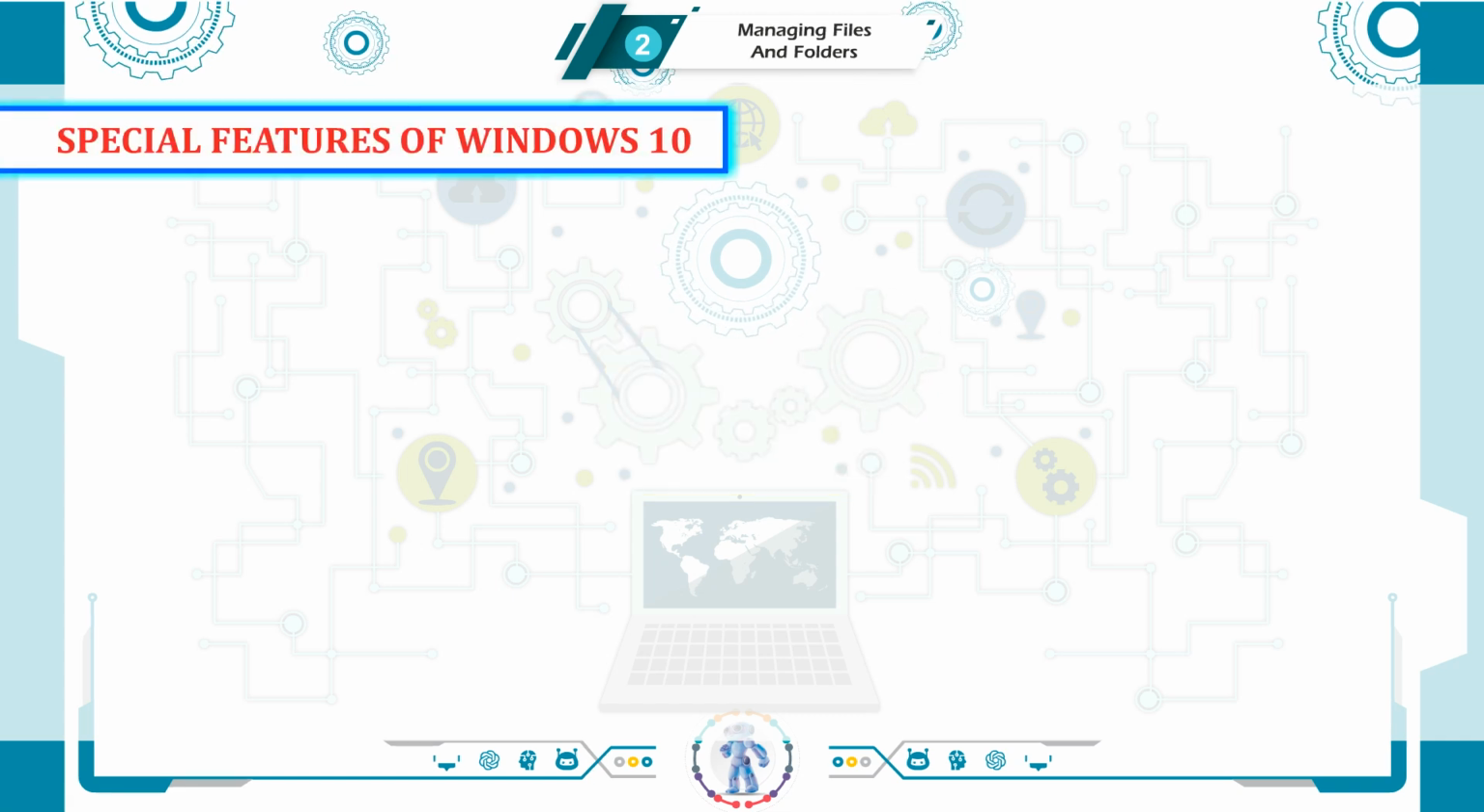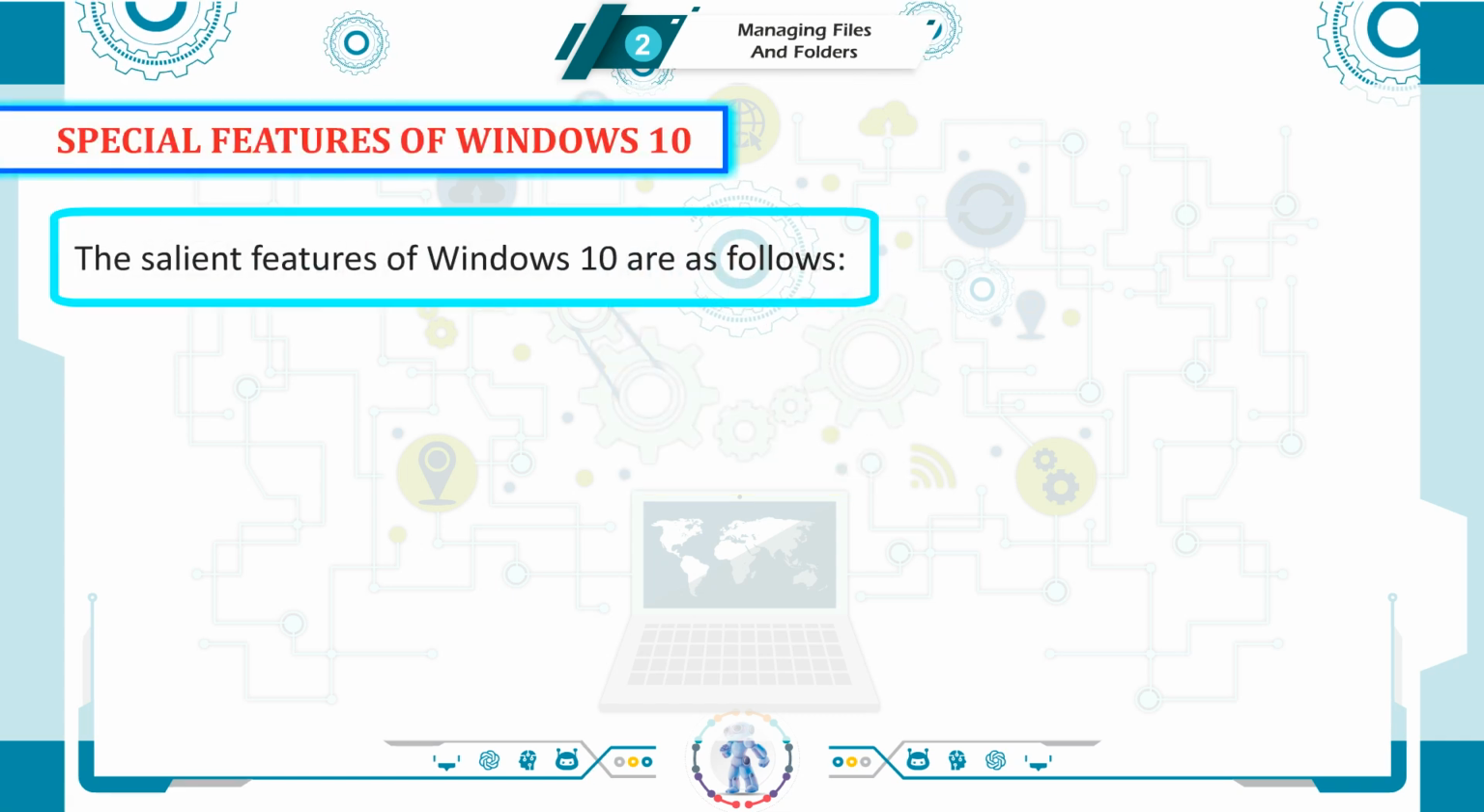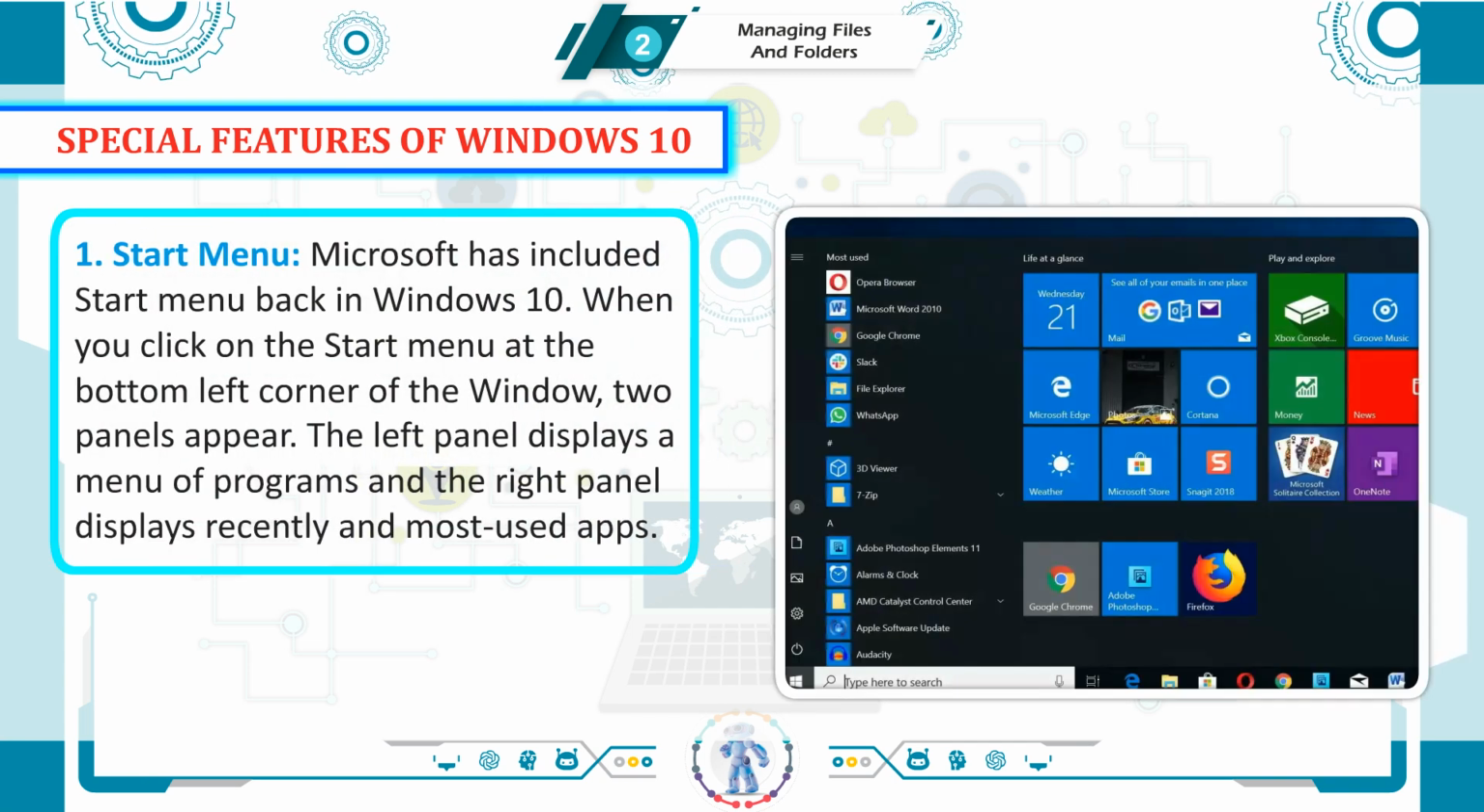Special features of Windows 10. The salient features of Windows 10 are as follows. 1. Start menu. Microsoft has included the Start menu back in Windows 10. When you click on the Start menu at the bottom left corner of the window, two panels appear. The left panel displays a menu of programs and the right panel displays recently and most used apps.